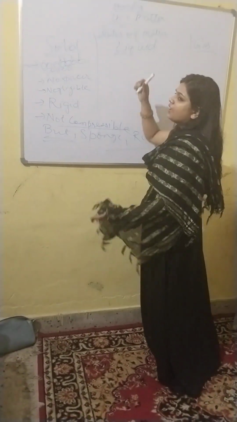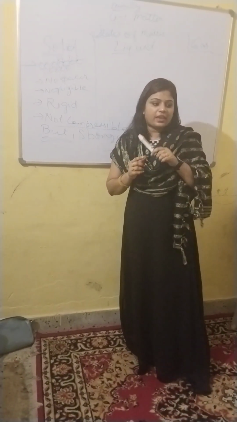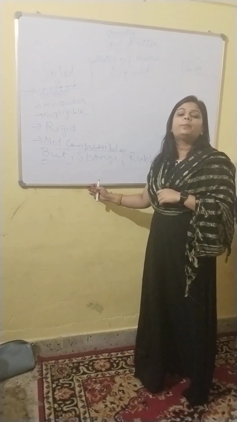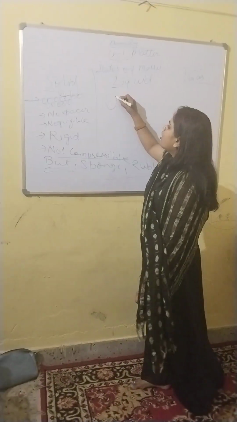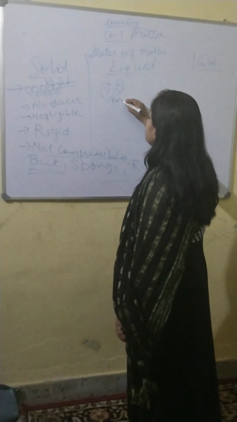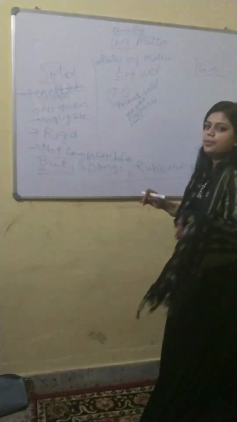They can't be compressed. See, this is a solid. Can this be compressed? No. Can the duster be compressed? No. Can this board be compressed? No. But a sponge ball, you have seen that smiley ball, sponge ball. They are called what? Porous solid. Porous solids have tiny spaces in between them.